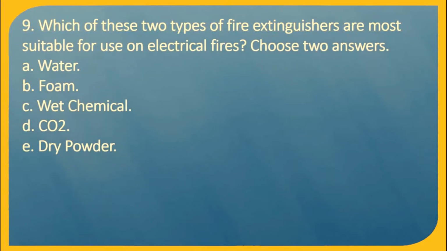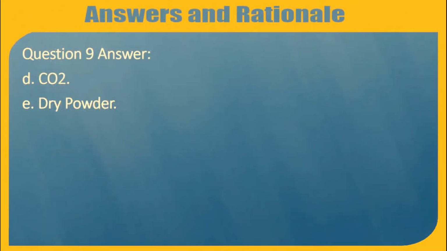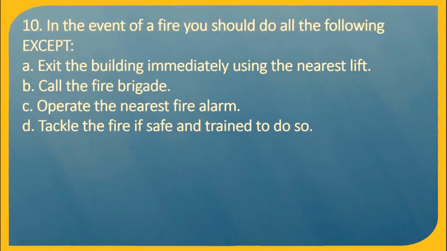Question 9. Which of these 2 types of fire extinguishers are most suitable for use on electrical fires? Choose 2 answers. A. Water. B. Foam. C. Wet chemical. D. CO2. E. Dry powder. Question 9 Answer, D. CO2. E. Dry powder.